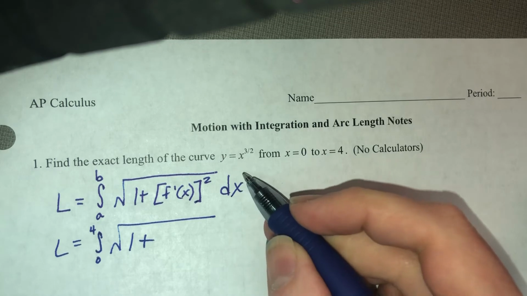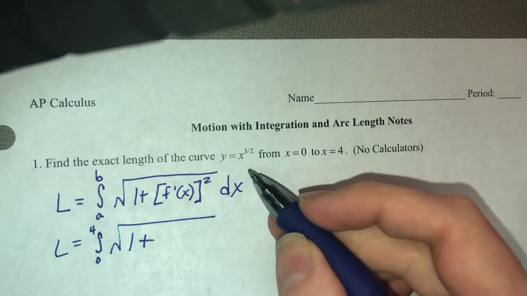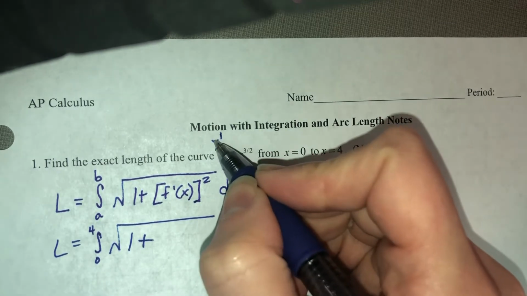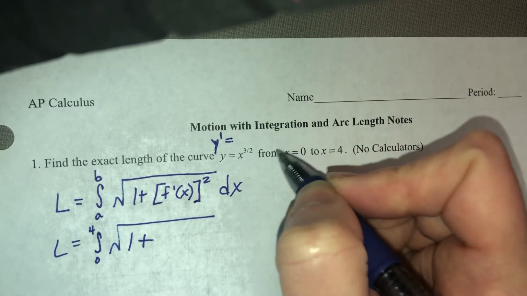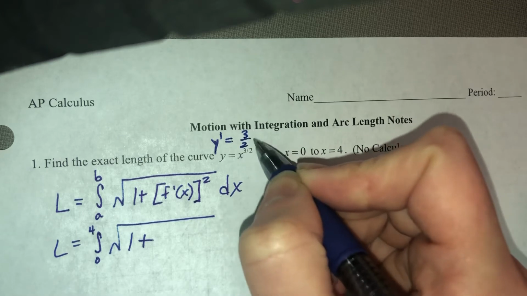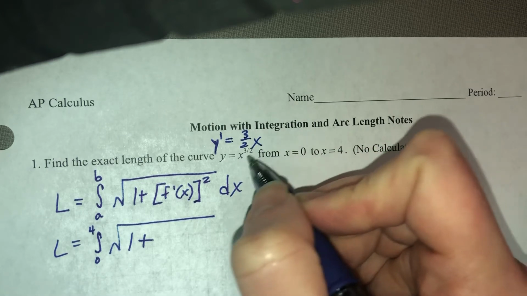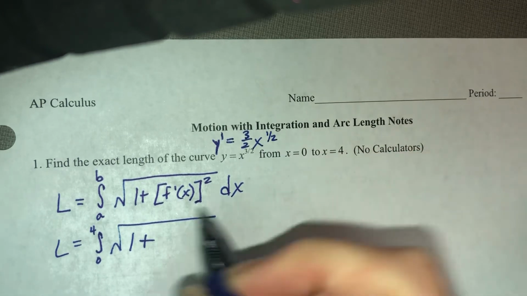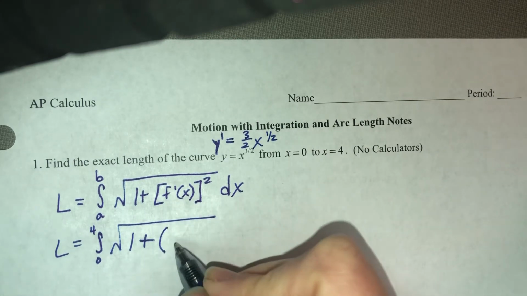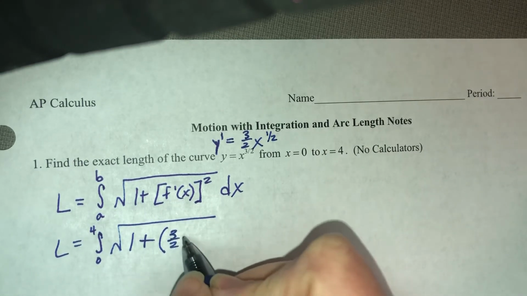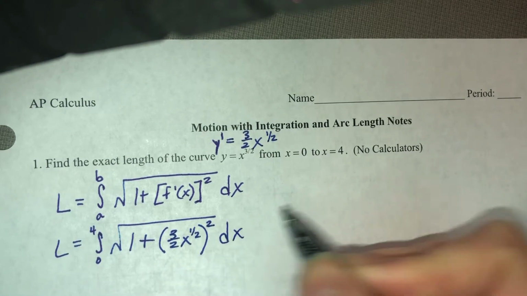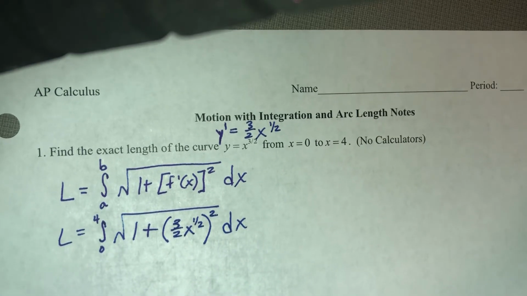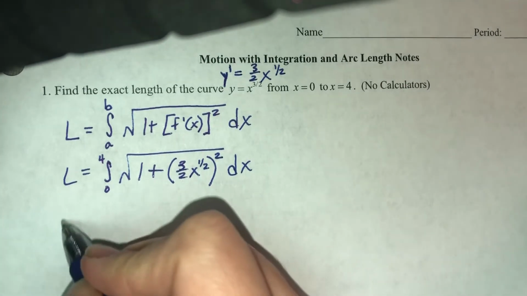We have y equals x to the 3 halves. So y prime, the derivative of that, would equal 3 halves x to the, subtract 1 from the power, 1 half power. So in the parentheses, I'm going to go 3 halves x to the 1 half power, and then squared dx. So we're going to do this integral without a calculator.